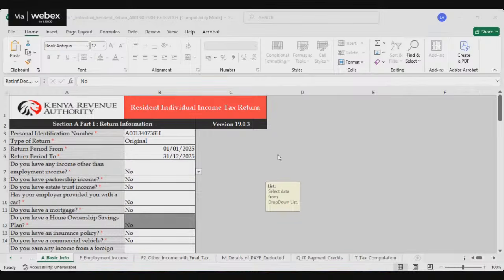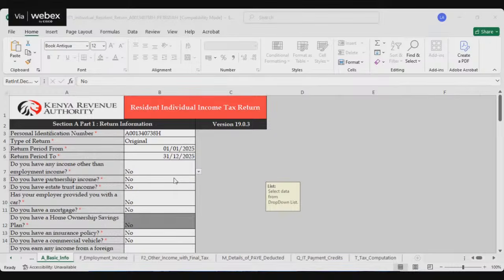So you can file by web, and by web will apply to that person who has received purely employment income. Then also you can download the Excel form, which I've downloaded, then be able to file. So this is an example of a return which has been downloaded. Whenever you download this return, remember we said in my theory, it will come already pre-filled with the PIN and also the period.